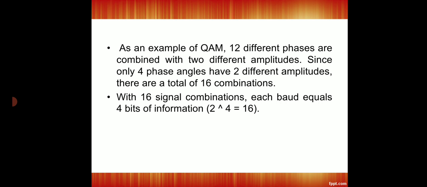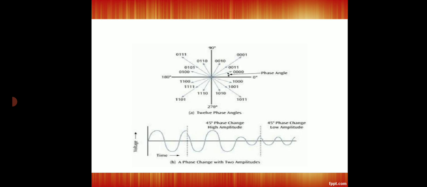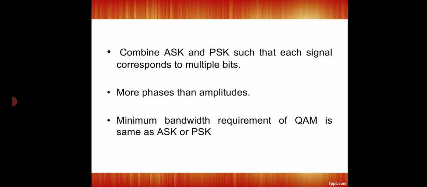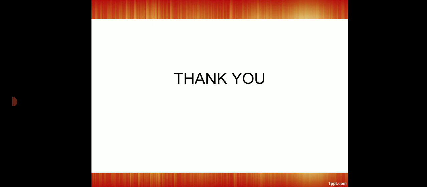As an example of quadrature amplitude modulation, 12 different phases are combined with two different amplitudes. Since only 4 phase angles have two different amplitudes, there are totally 16 combinations, that is 2 to the power 4, which is 16. So you can see the quadrature amplitudes, 4 phases. While combining ASK and PSK, it corresponds to multiple bits and it has more phases than amplitudes. The minimum bandwidth is the same as ASK or PSK. Thank you.